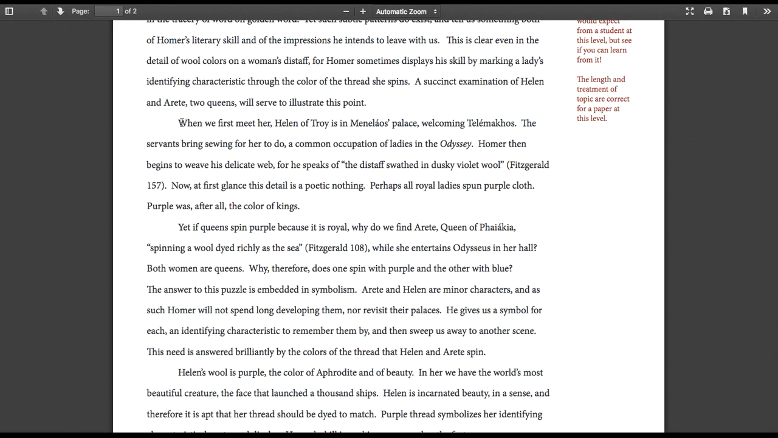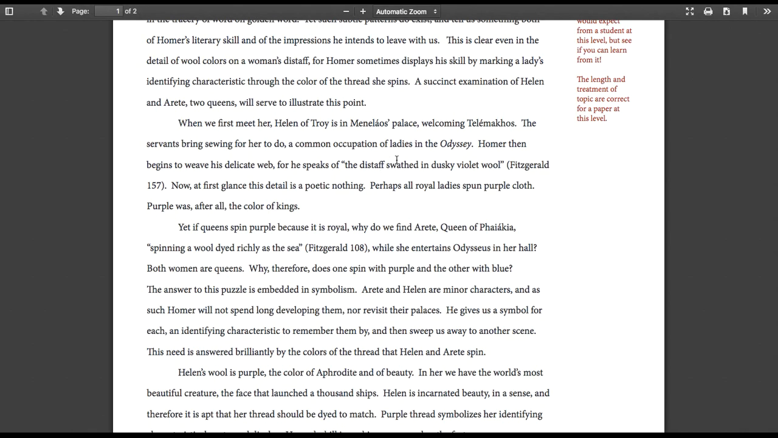And the author is also providing background on the first time that we meet Helen, because the author is assuming that we have not read the Odyssey. Maybe we know Homer, but we've never read the Odyssey. "Homer then begins to weave his delicate web." So this is a really great way to express the writing style of Homer.